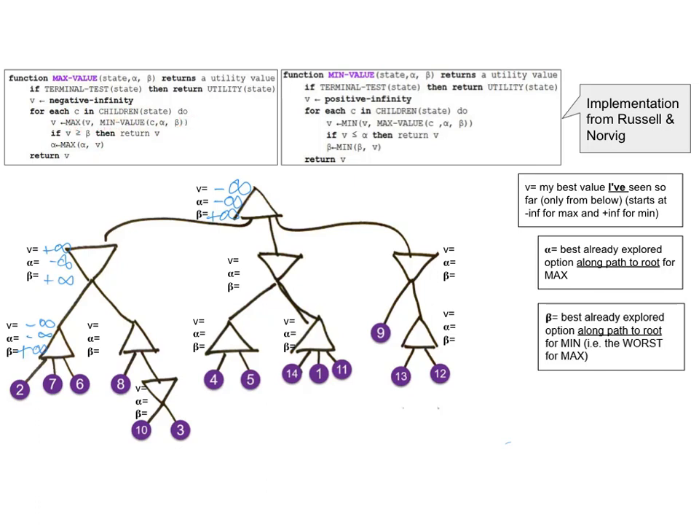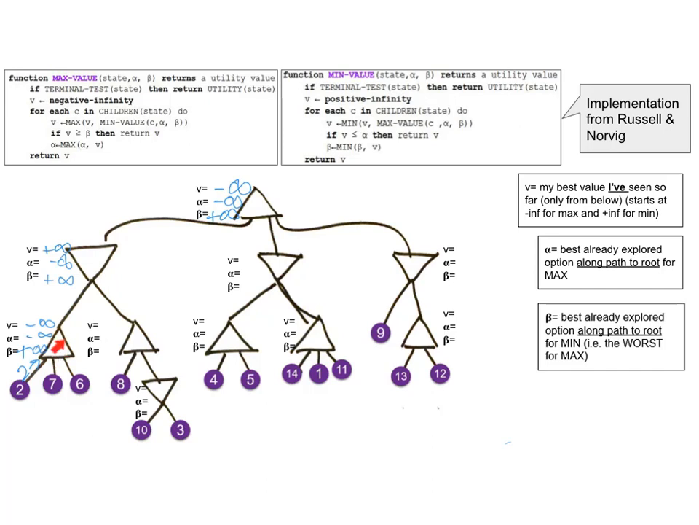Now it says for each of our children, start out by figuring out the min value of the child. So we're going to figure out the min value of this left child here. Since we're running the min-value function on this terminal node, we don't really care what alpha and beta are, because if it's a terminal, you just return the utility of the state. The utility of this is 2, so we are just going to send back up the tree a 2.